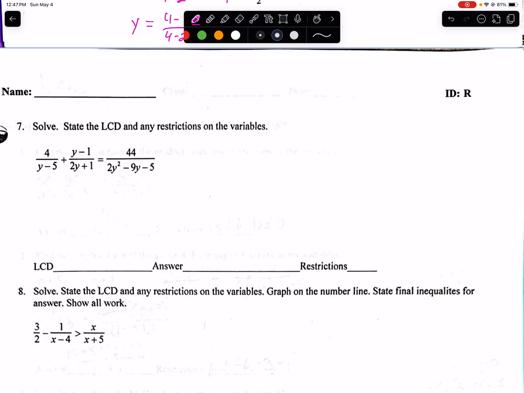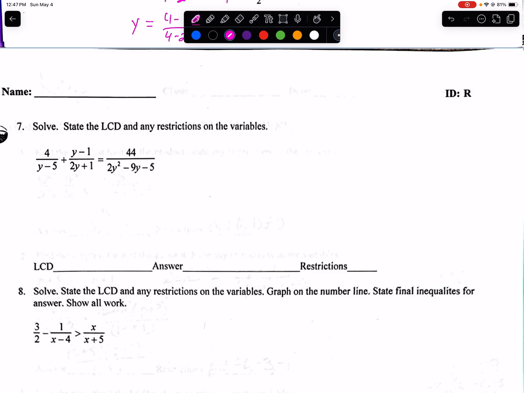Okay, so I look at this one, factor everything. I'm thinking that if I multiply these two, I'm probably going to get this. So what's y times 2y? I'll do it on here so you can see it on the video. y times 2y is 2y squared. If I do outside, I get positive 1y. If I do inside, I get negative 10y. So what's 1 minus 10? Negative 9. And then the last, negative 5 times 1, I get negative 5. So what's my LCD?